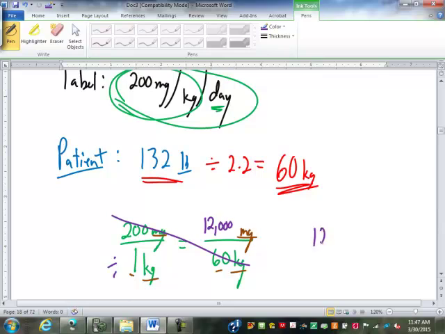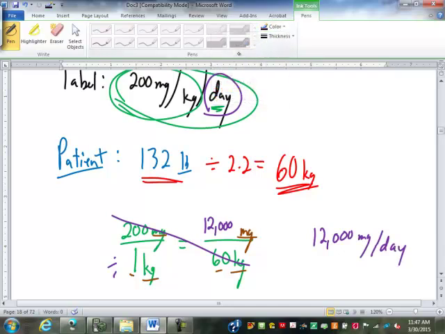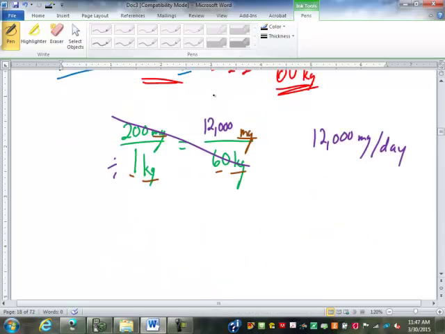Now, the 12,000 milligrams, now we have to bring in the time that was per day. Well, let's look at another similar problem.